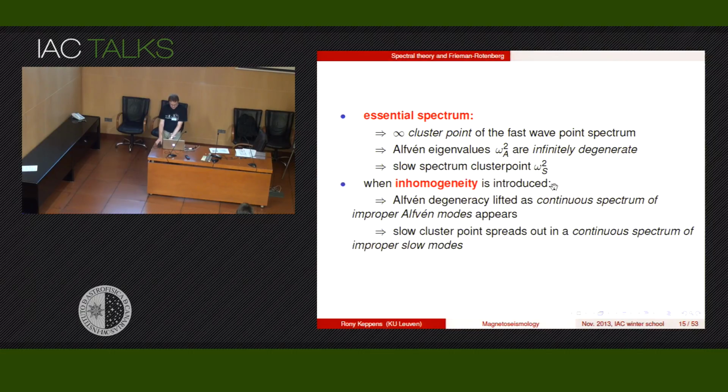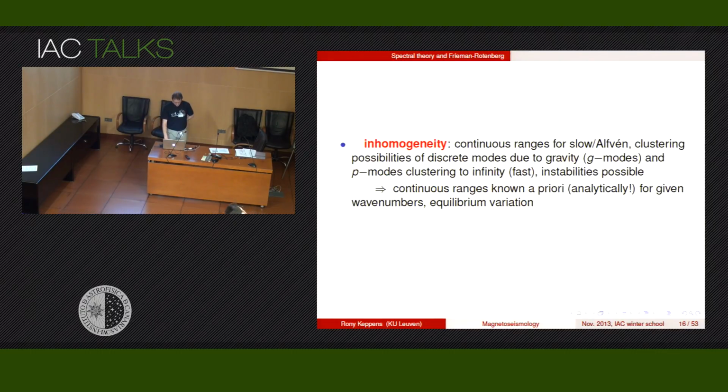Okay? So how does the picture change when inhomogeneity is introduced? Well, when inhomogeneity is introduced, it turns out that this infinitely degenerate Alfvén thing becomes now a continuous part of modes that is known as the continuous spectrum of Alfvén. Similarly for the slow.